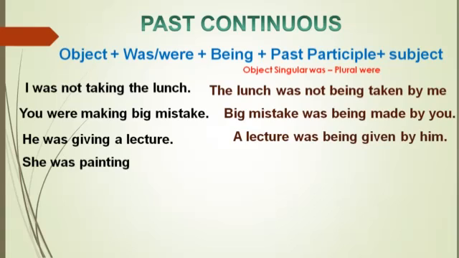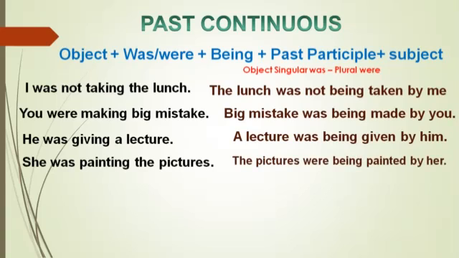She was painting the pictures. The pictures becomes the subject. It is plural, so we have to use were. Then for ing we use being. Then she becomes by her. The pictures were being painted by her.